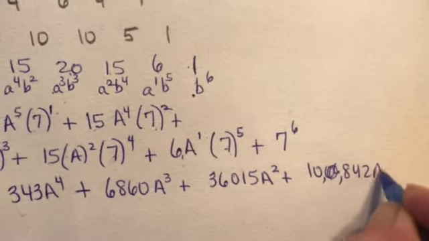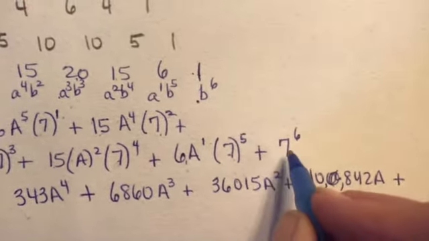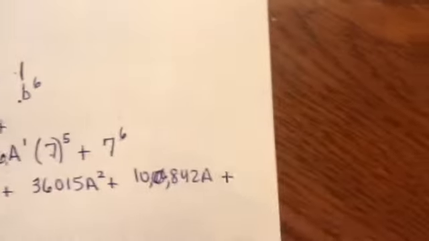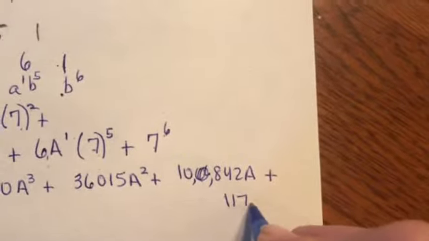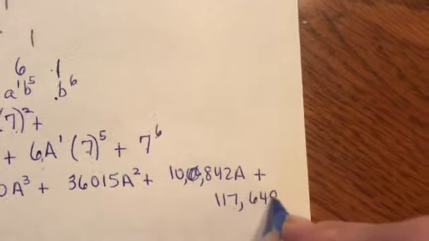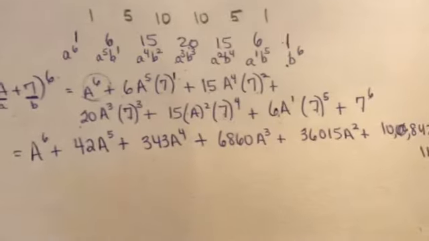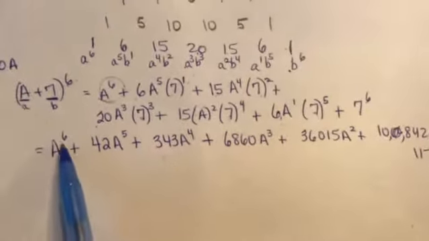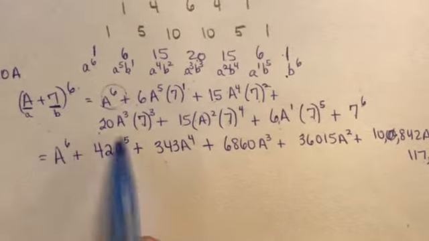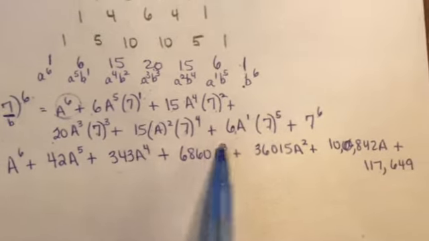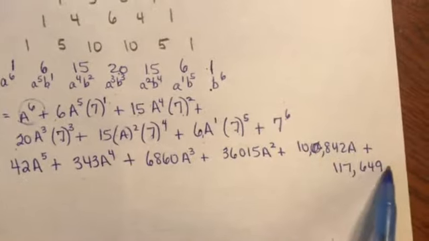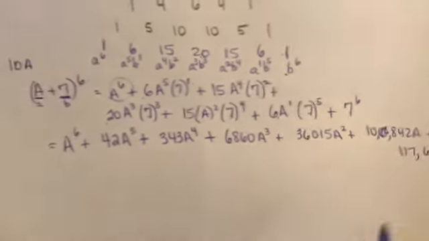And last but not least, 7 to the 6th power, you see, I don't even have room to write that, is 117,649. Okay, so notice here, gross answer, but my exponents are going downhill, a to the 6th, a to the 5th. And so double check, there's your a to the 1st, no a's. So that would be your answer right there.